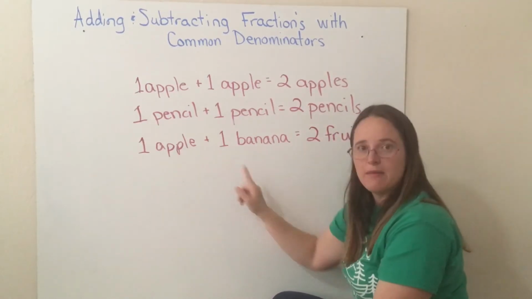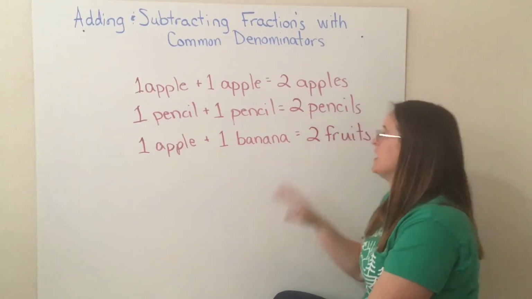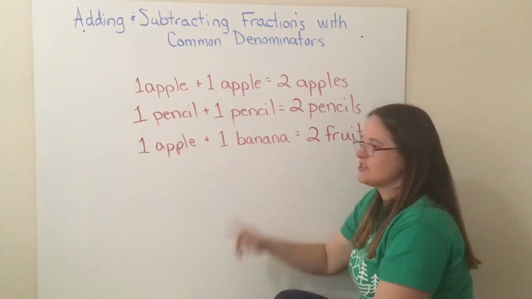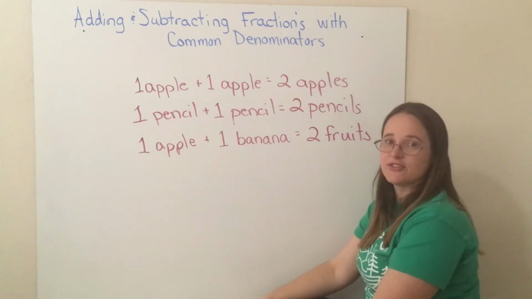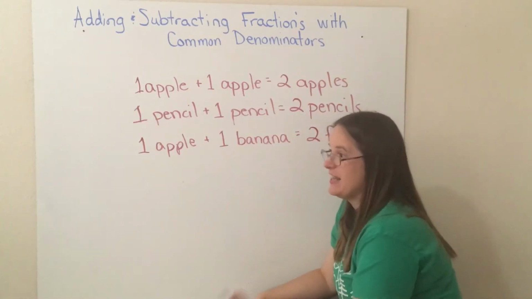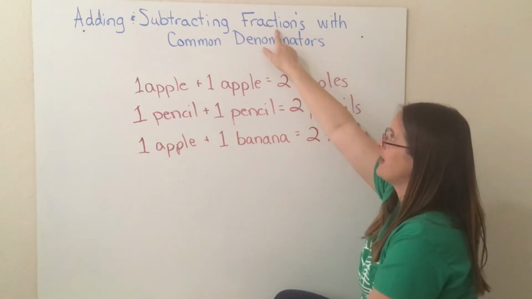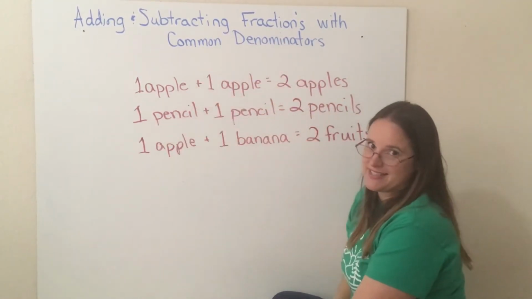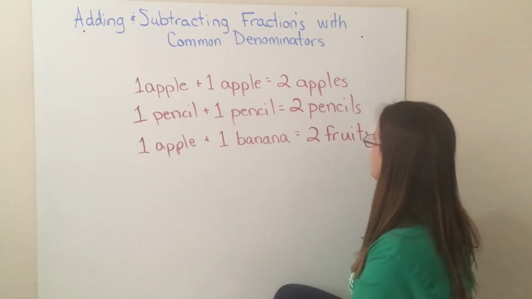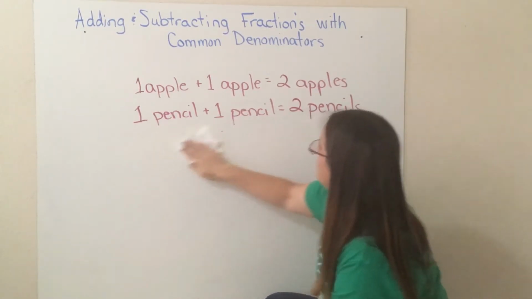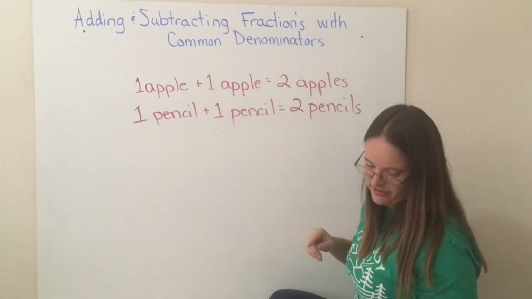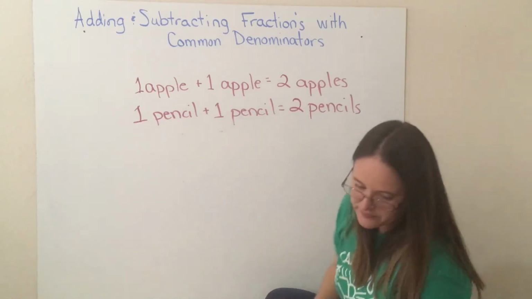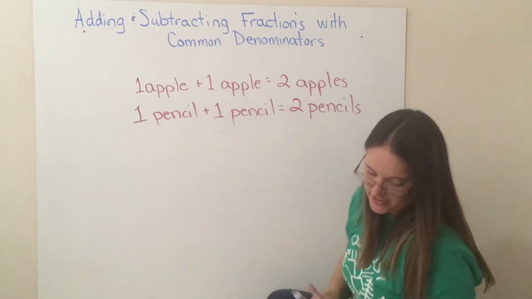She doesn't have 2 apples. She doesn't have 2 bananas. She has 2 pieces of fruit. She figured out what these 2 things have in common and answered it that way. That's brilliant. And when we move on to adding and subtracting fractions with different denominators, we're going to come back to this analogy. For today, we are sticking with the same denominator, so we're going to look at several examples, okay? Several word problems to start with.